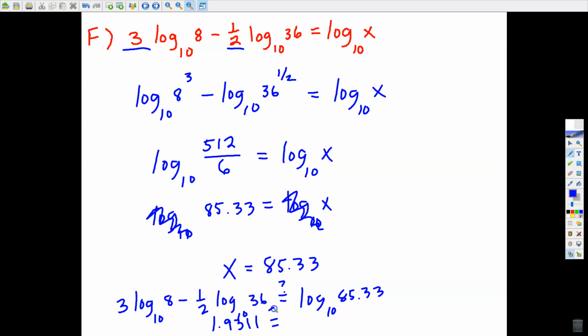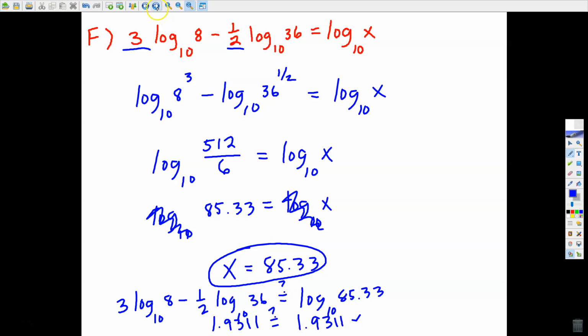Okay, so let's see if that equals this on the right side. So again, you don't have to worry about the base 10. It's already programmed for base 10, so just do log, and then in the parentheses 85.33. Now we rounded, so it might be off just a little bit, but looks like it's spot on, 1.9311. So we're feeling good about this answer.